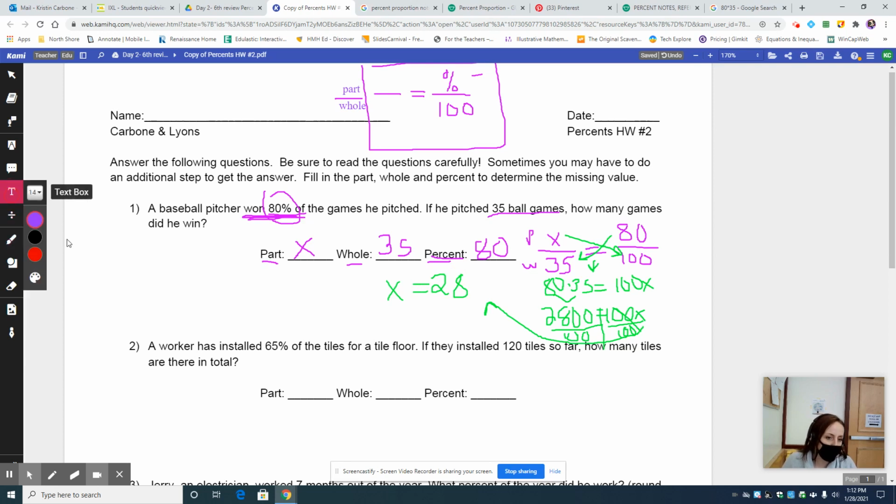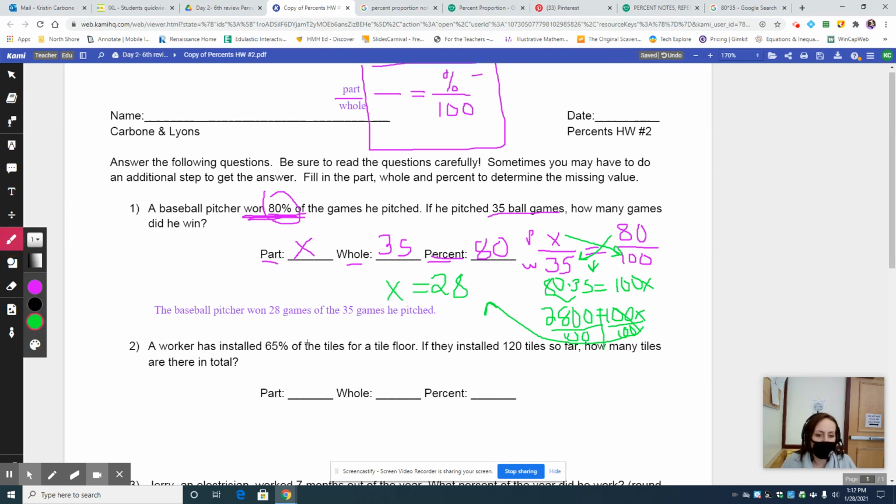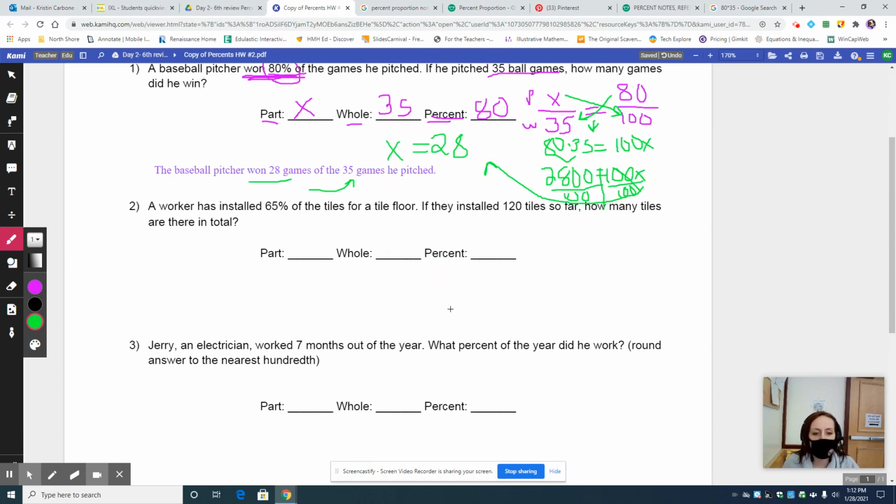Now, a target statement for this would be something like, the baseball pitcher won 28 games of the 35 games he pitched. Notice we state the answer of how many games he won, but also reference the total games. All right, onward. Now, all of these kind of ask for a different piece, which is totally fine.